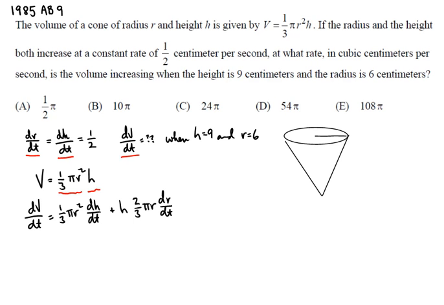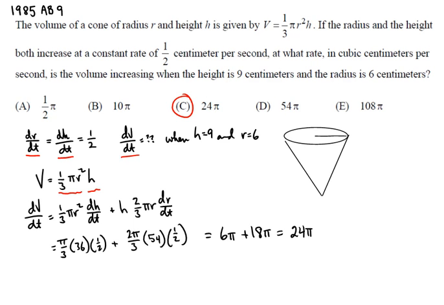We have a value for h, for r, for dh/dt, and for dr/dt. So we start with pi over 3. Our r is 6 squared, which will be 36. dh/dt is 1/2. Then we have 2 pi over 3. r is 6, h is 9, multiplied together is 54. dr/dt is 1/2. Simplifying, we get 6 pi plus 18 pi for a total of 24 pi, and that would be answer C. So we'll pause here for a second and then go on to the next.